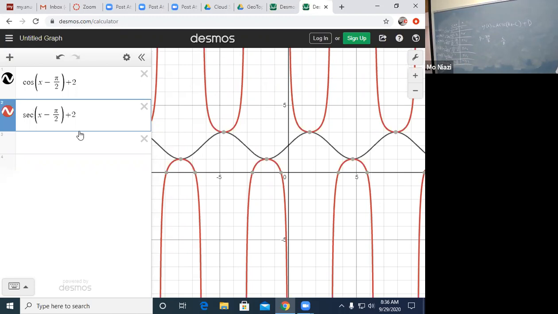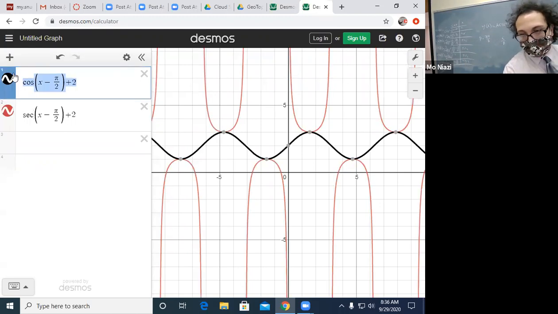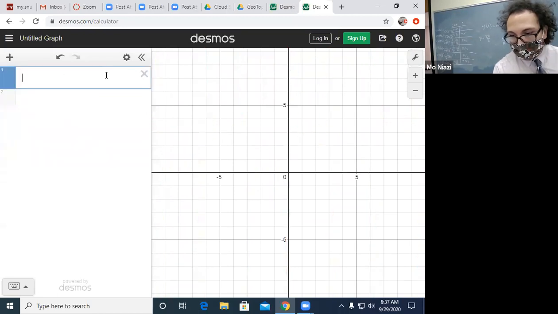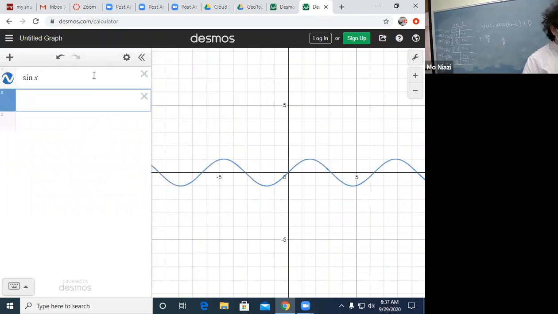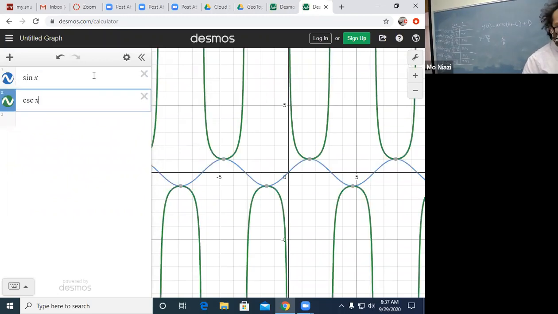So now that we know this stuff, it's kind of begging the question here. Let's go back to sine. And let's go back to cosecant x. This is begging the question, well, if I know what the period of sine is, it's 2 pi. What is the period of cosecant?